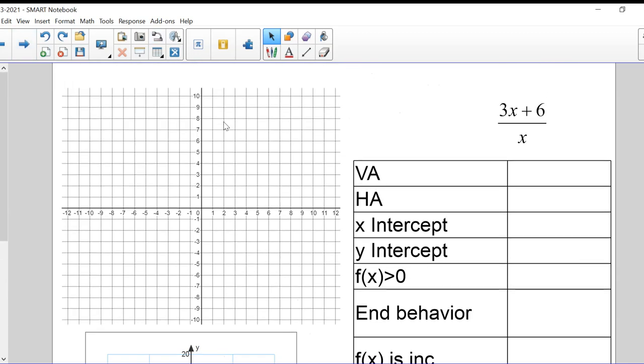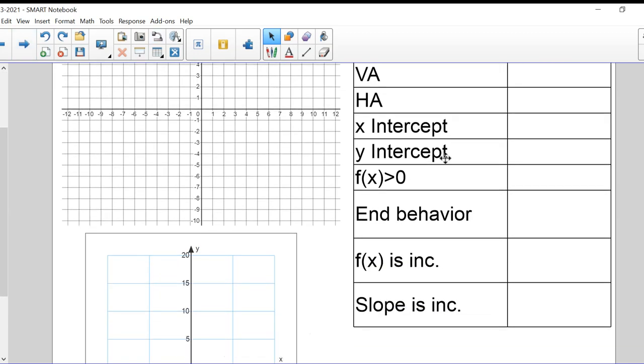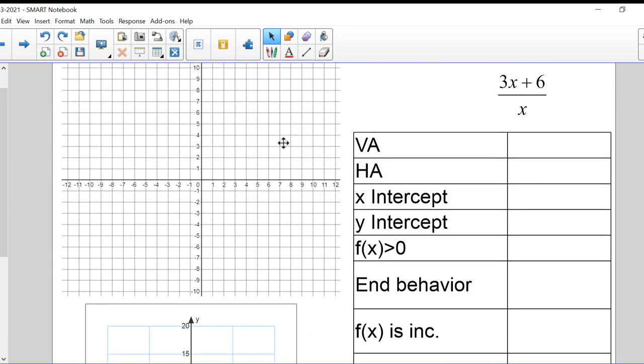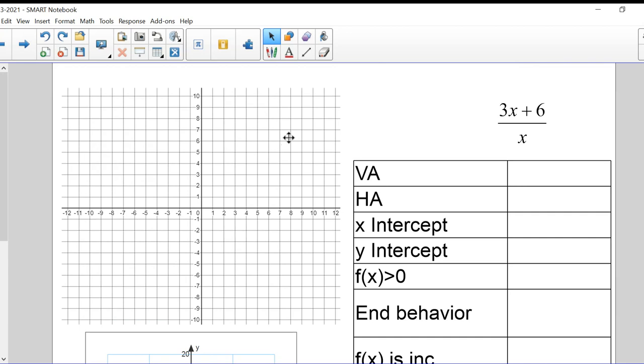Okay, now let's see if we can fill in this table as far as we can before we actually draw the graph, right? Let's talk about the VA. Okay, I don't mind you calling me Jeremy. It's my nickname. Okay, Jeremy, we can do that. All right, so let's talk about VA in this case now, right? Where's my VA on this one? Okay, so Noah says x equals 0. Harish is agreeing. What do other people think?